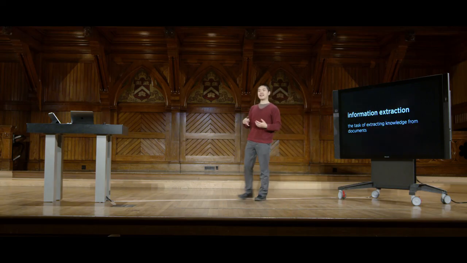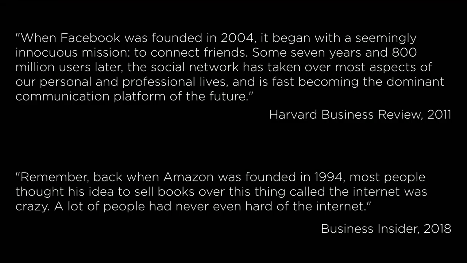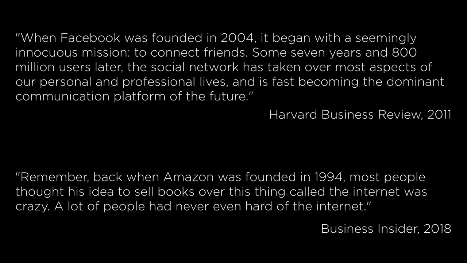So let's take a look at an example. I'll give you two samples from news articles. Here up above is a sample of a news article from the Harvard Business Review that was about Facebook. Down below is an example of a Business Insider article from 2018 that was about Amazon. And there's some information here that we might want an AI to be able to extract. Information, knowledge about these companies.